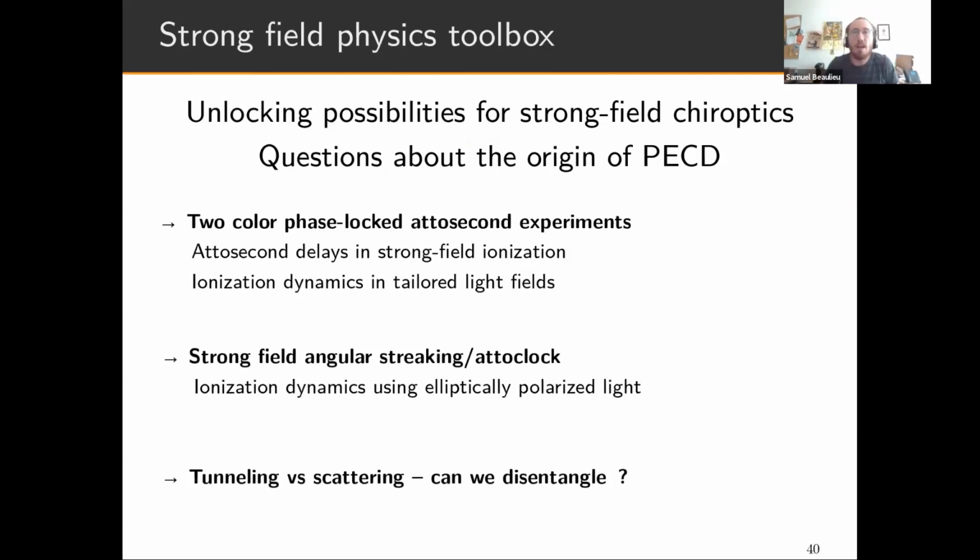These findings that I've just described have very strong consequences for our field. Indeed, it unlocks the possibility to use all the toolbox that we developed in strong field physics to study chiral photoionization. It also opens some questions about the origin of PECD that I will try to talk about a bit later. In the following, I will show you how we can use two-color phase-locked attosecond experiments to reveal a lot of different interesting dynamics in strong field ionization of chiral molecules.